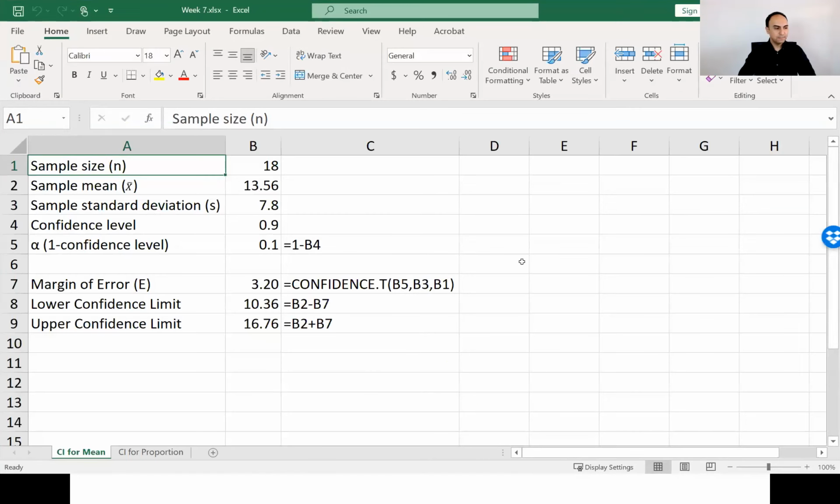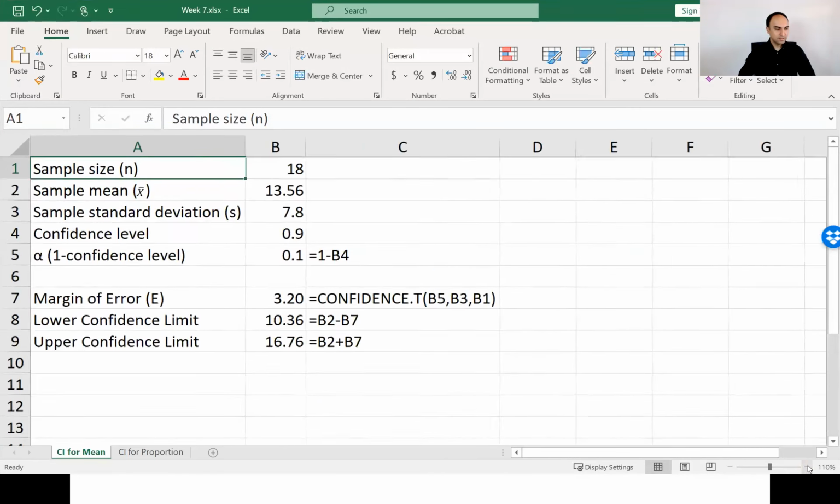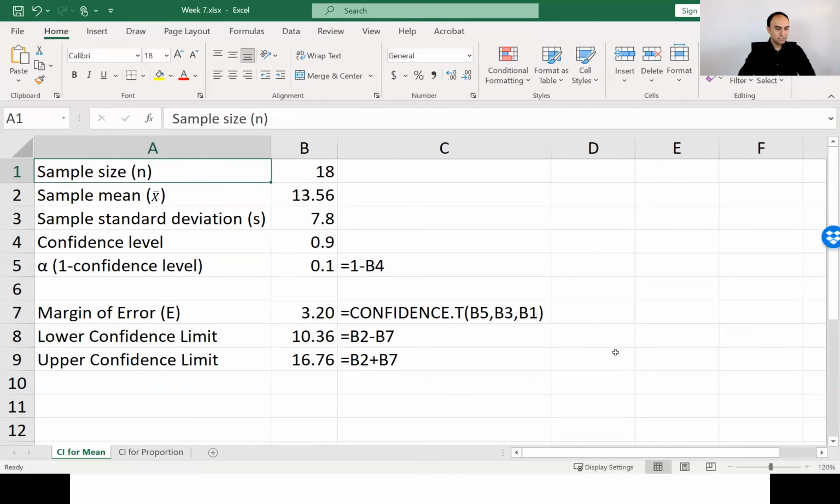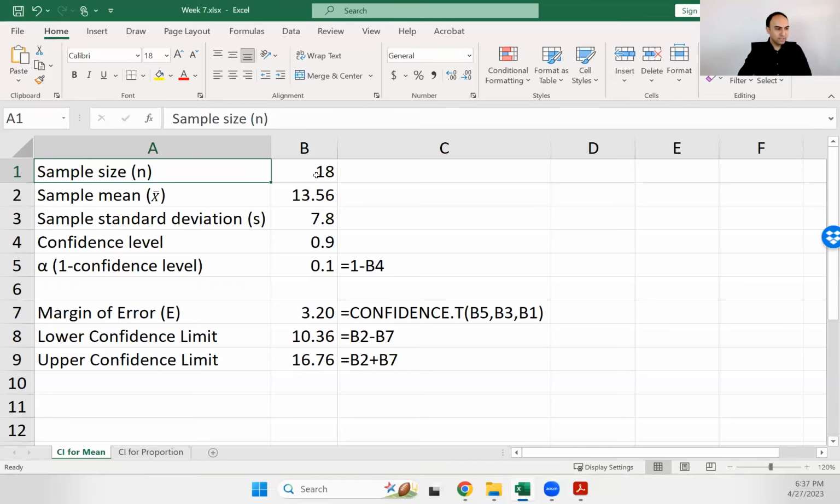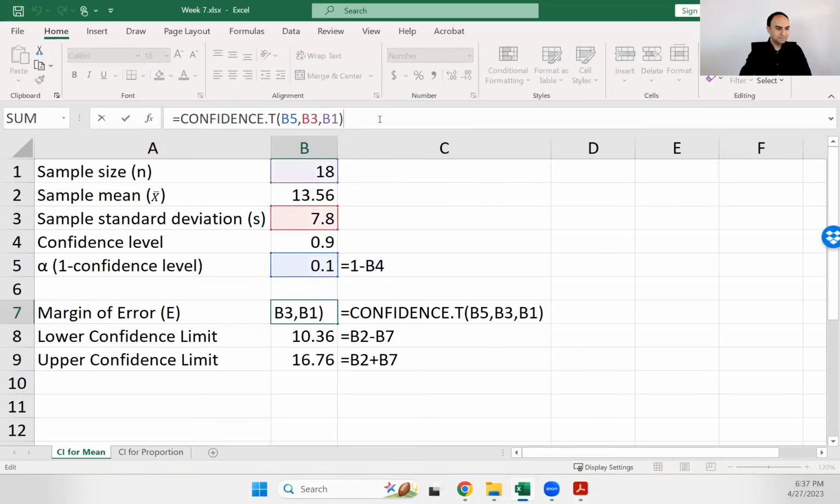So let's take a look. I just want to make sure you can see the Excel. Brian, if you can confirm, please. Thank you. So our sample size, our sample mean, sample standard deviation, and here you can see the formulas.